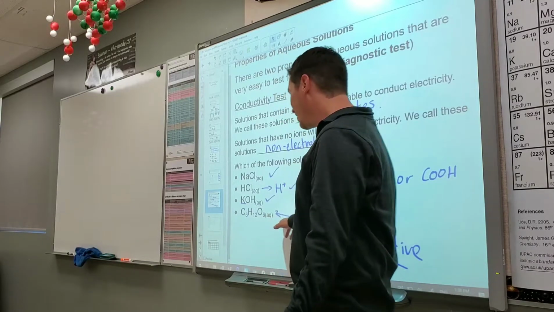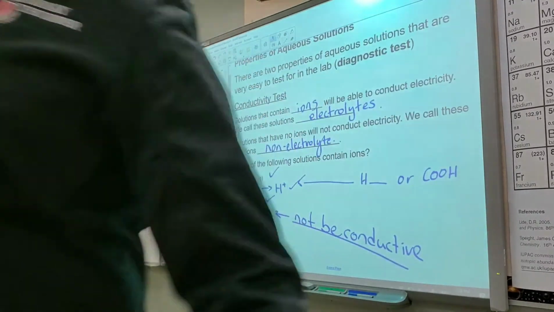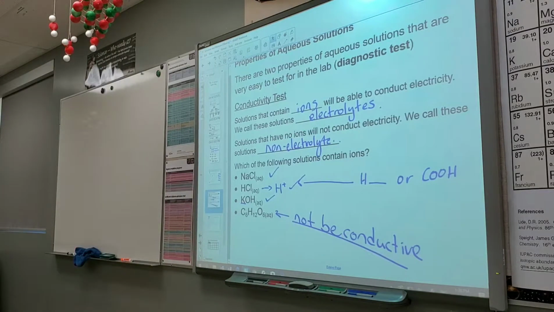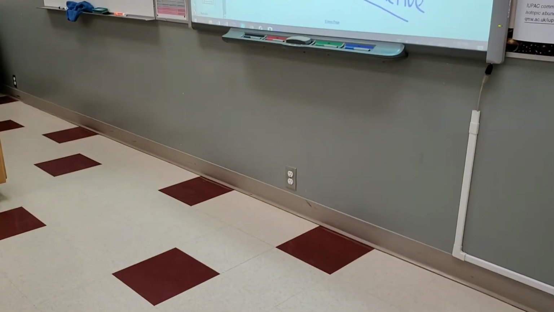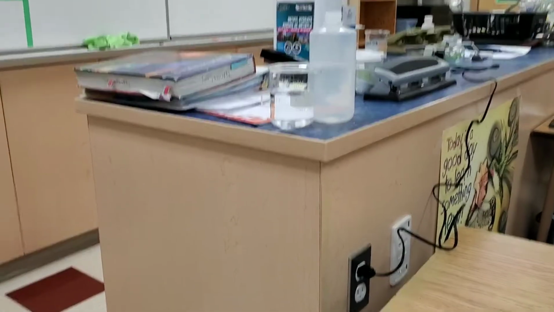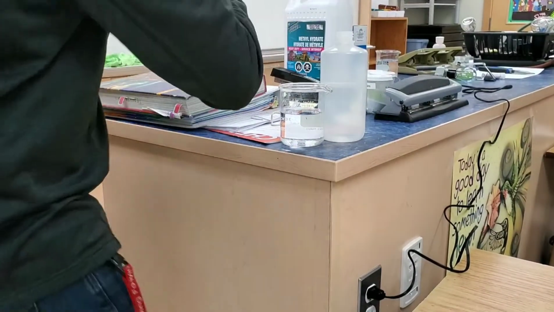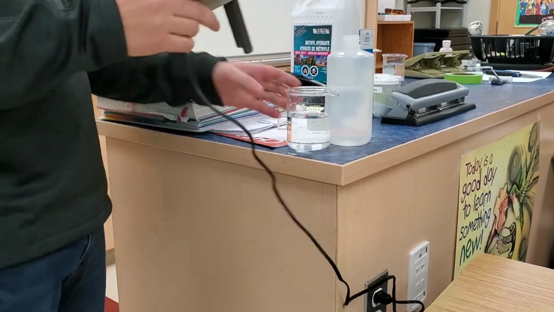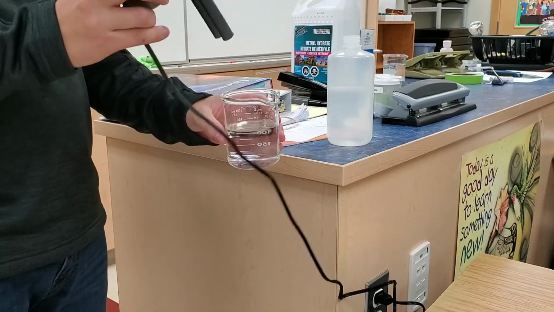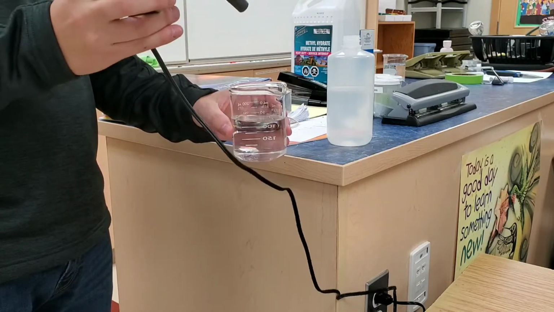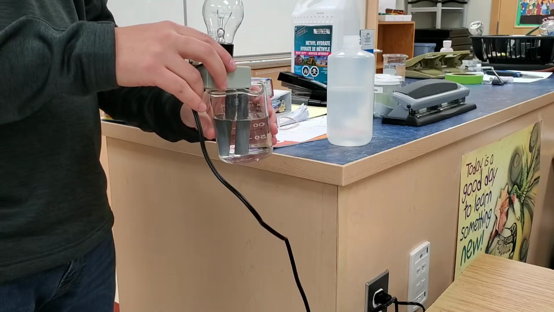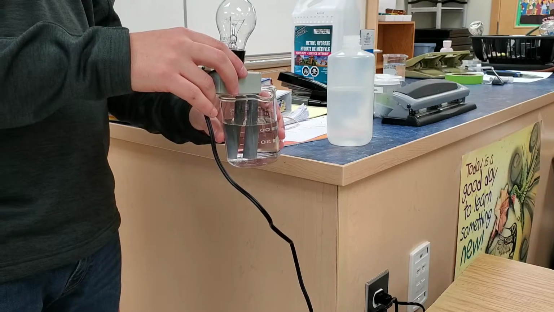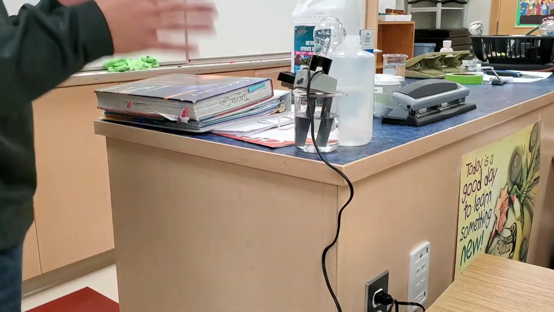So is it going to be conductive? Let's prove to you that it's not conductive. Let's take our conductivity tester. I'm going to put this in, and if the light bulb goes on, it's conductive, right? 3, 2, 1. Is it conductive? Womp womp. Okay? So pure water is not conductive.